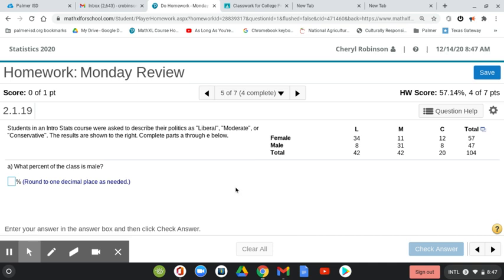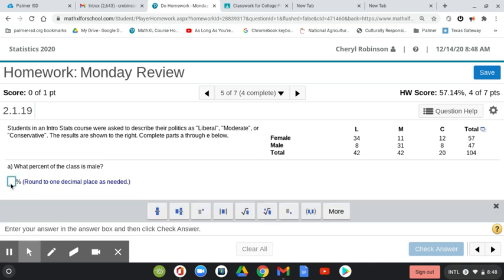Okay, on this one, you have to read the way the question is asked. The first part is always the denominator. It says what percent of the class, so that when it says of the class, they're talking about the total, the grand total is 104. What percentage of 104 is male? So look at the male subtotal, and so that's 47 divided by 104. I have 45.2. It was 45.19, but I rounded it to 45.2.